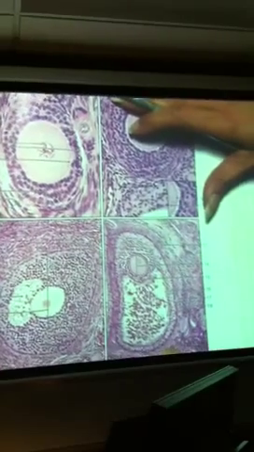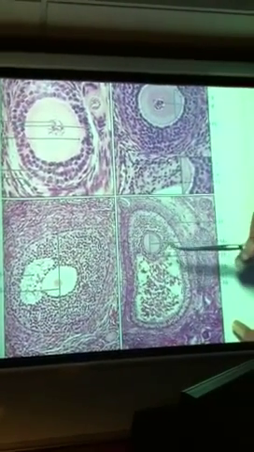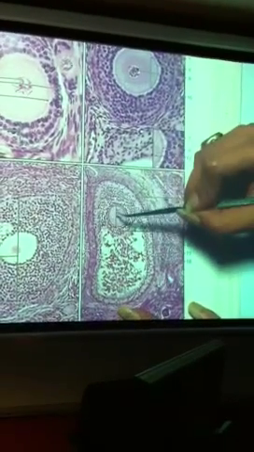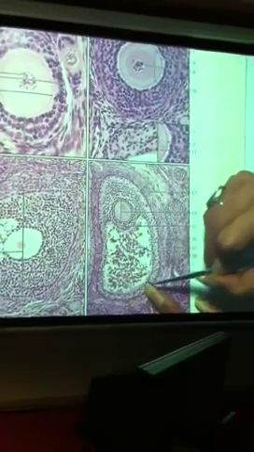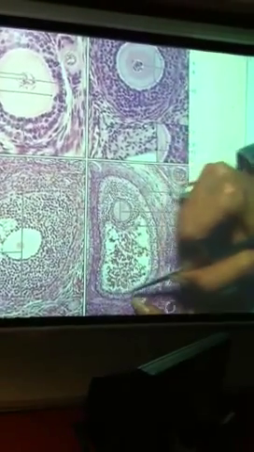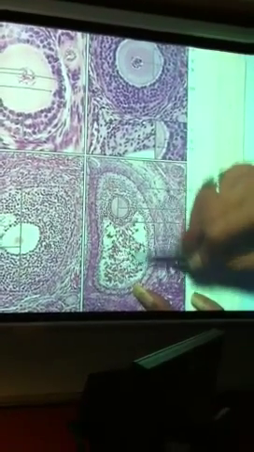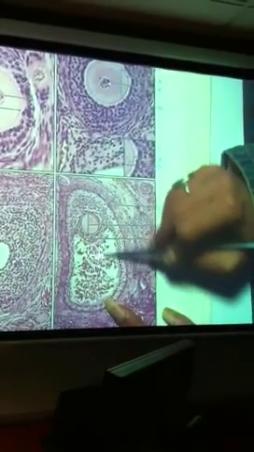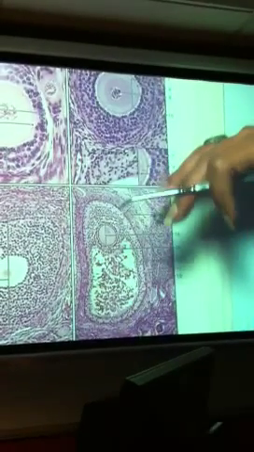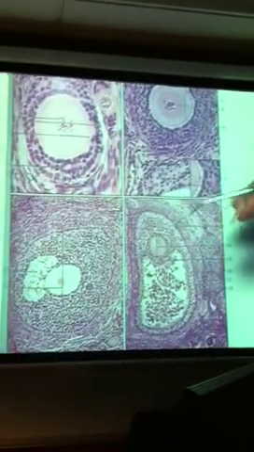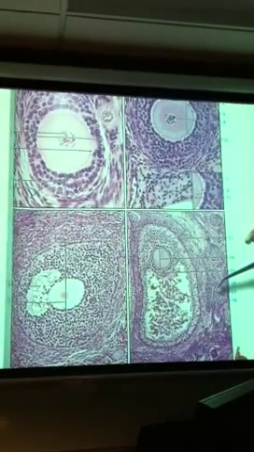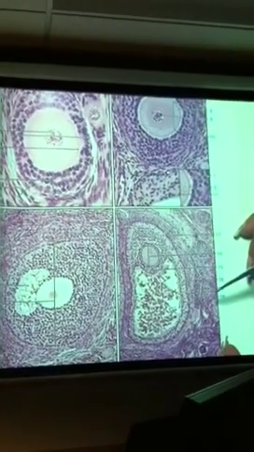Now, a tertiary follicle or a Graafian follicle, which is the same thing, is going to have the oocyte, and then it's going to have a very large cavity wrapped around it, and that cavity is going to be filled with fluid. And that fluid is known as the antrum. So with respect to the follicle, the larger the antrum, the more mature the follicle is. Does that make sense? Okay?